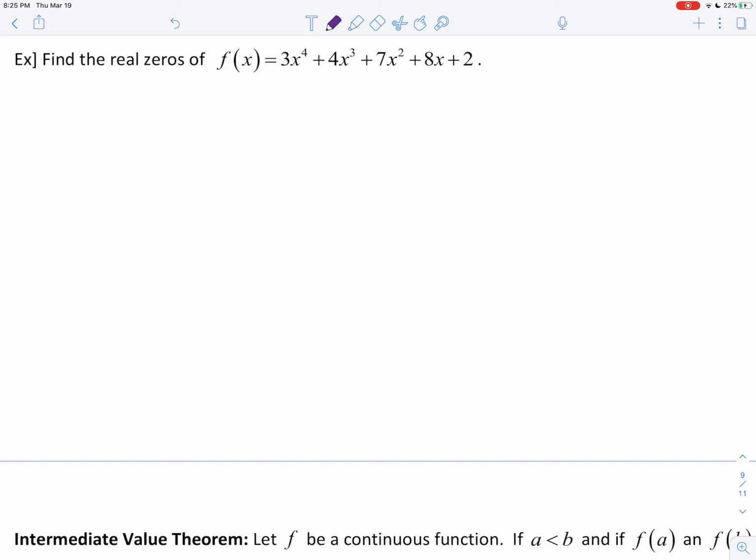This example is asking us to find the real zeros of this polynomial. So first of all, take a look at the degree. The degree is 4. So the maximum number of real zeros will be 4.